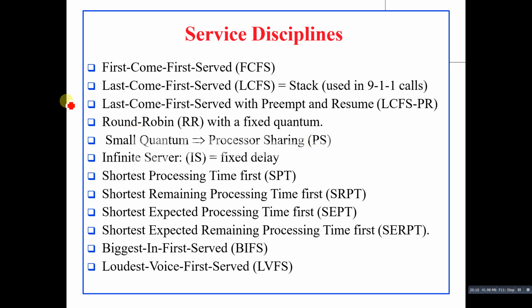But mostly we will use first come first serve, because this is the simplest, widely used, and makes sense. Because you come first, so you must be served first, unless there is a priority. Like if you go to the hospital, they will prioritize the sicker people, more emergency cases, or maybe older people or infants. So this is a service discipline.